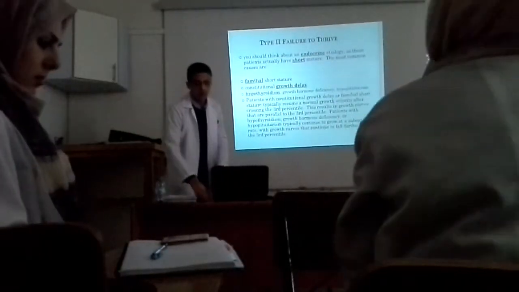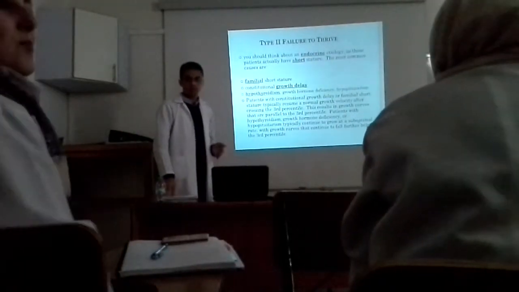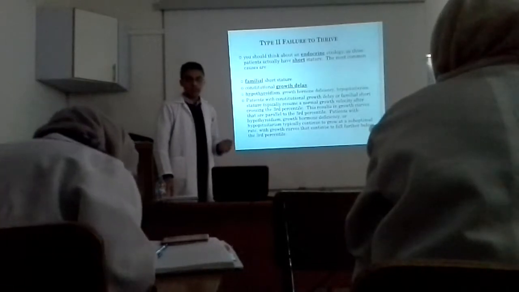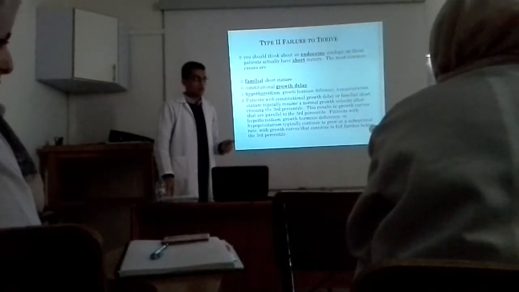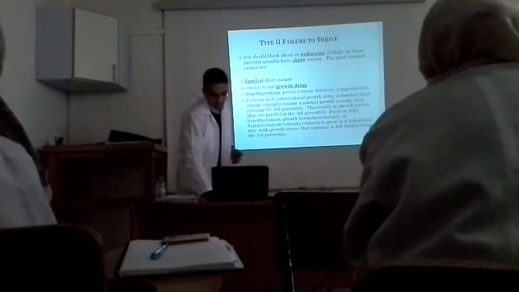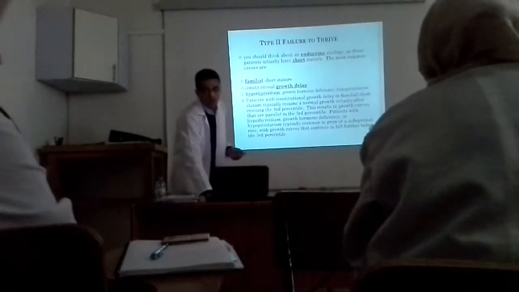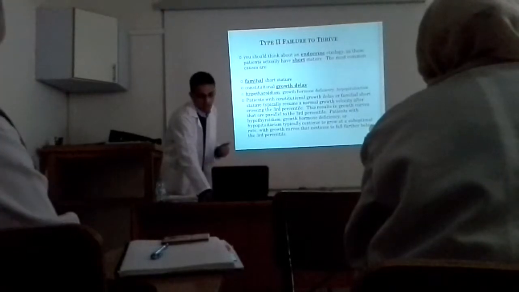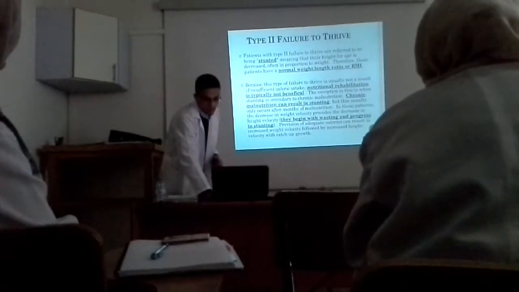Alright. Chronic malnutrition تعمل type 2 failure to thrive لأنه the patients with chronic malnutrition they will begin with weight loss but after that they will start developing height reduction. Okay. So that's why they will go into type 2 يعني at the beginning type 1 then they will go into type 2 failure to thrive.